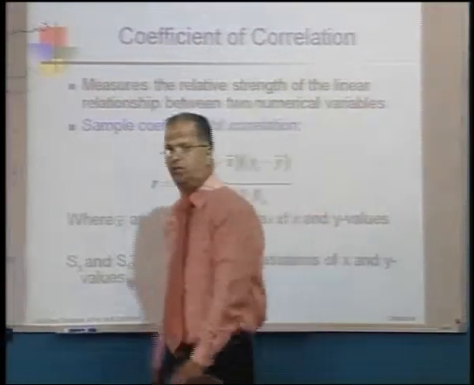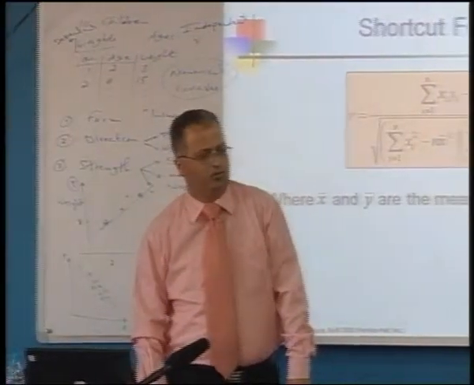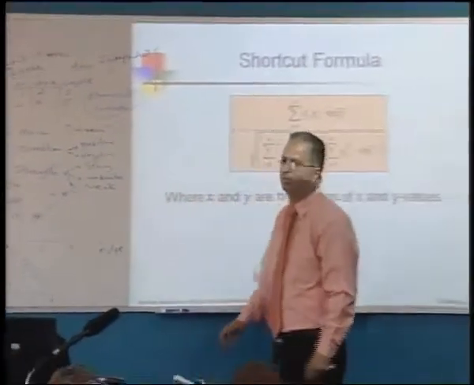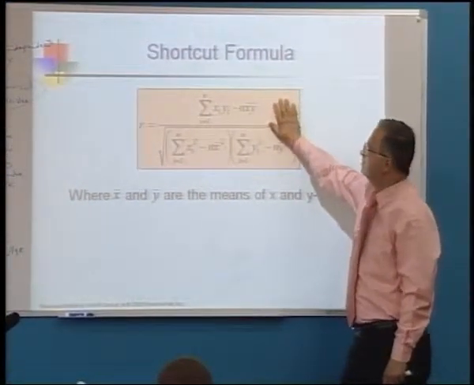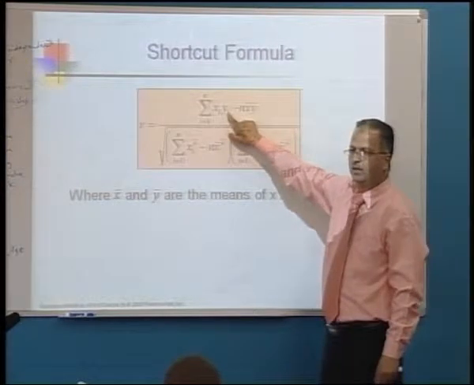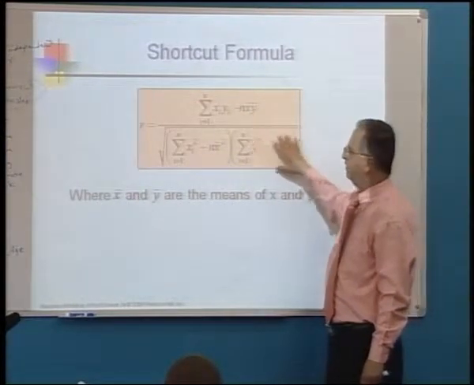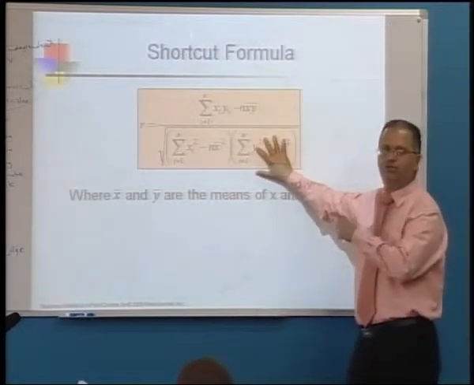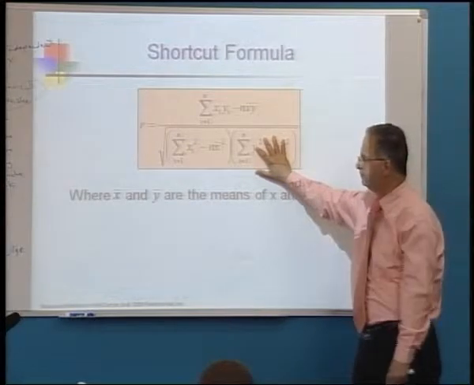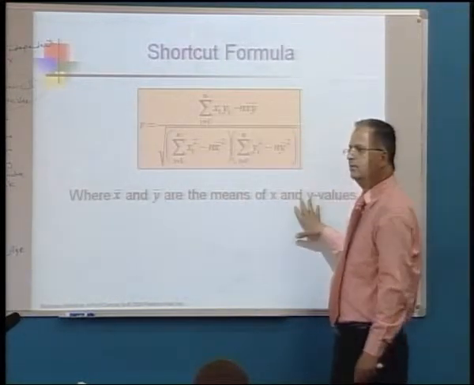And we know this equation before. But there is another equation that can be used for computation, which is called shortcut formula, which is just sum of xy minus n times x bar y bar divided by square root of this quantity. And we know this equation from chapter 3. Now again, x bar and y bar are the means.